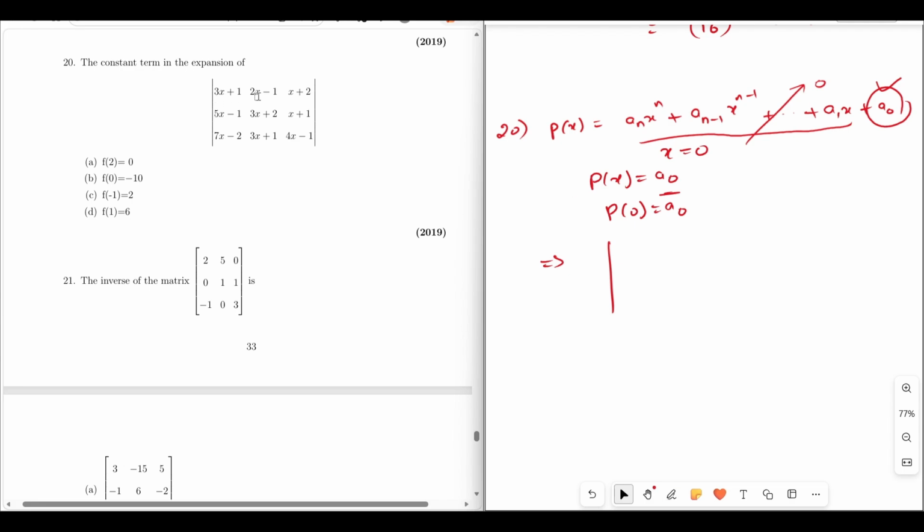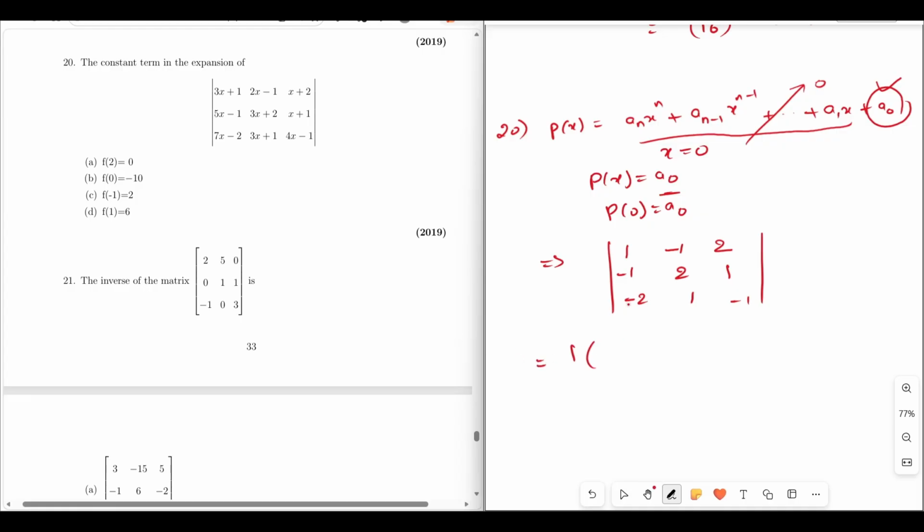3 into 0 plus 1, 1. 2 into 0 minus 1, so minus 1. x plus 2, which is 0 plus 2, 2. 5 into 0 minus 1, so minus 1. And again 2, 1. Minus 2, 1, minus 1. Replacing x with 0, the x terms will get eliminated and you will be left with only constant terms.